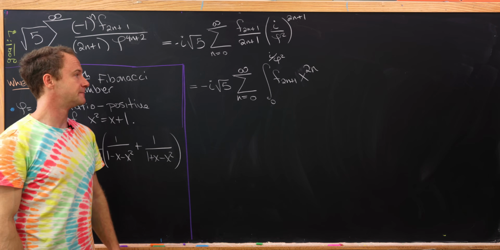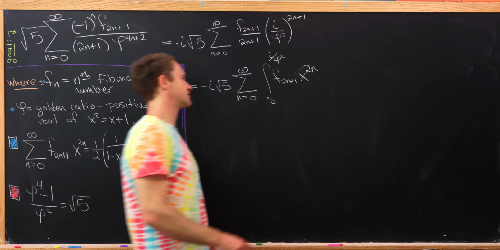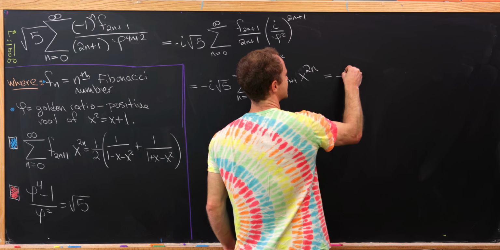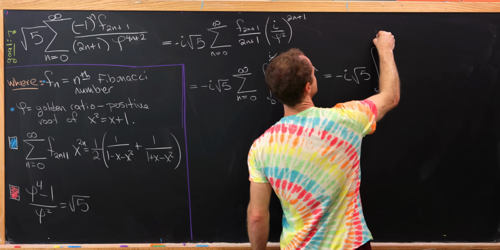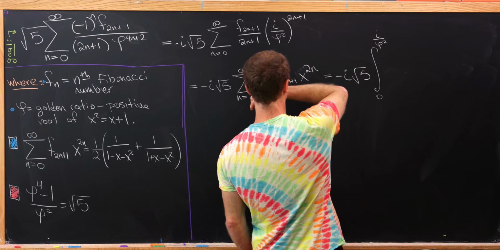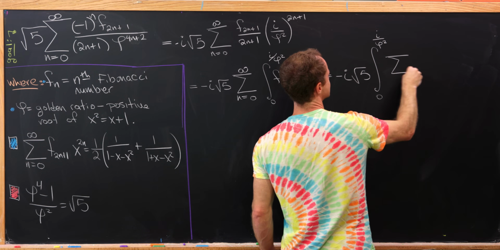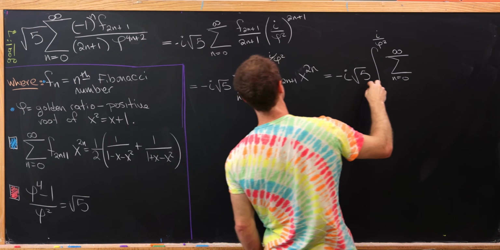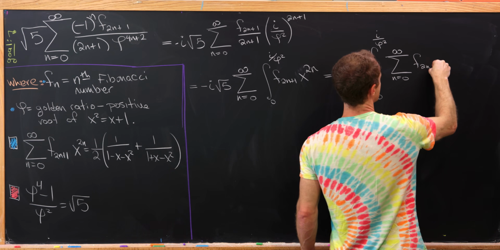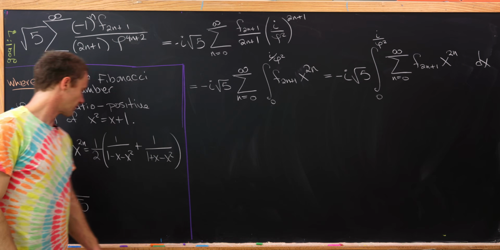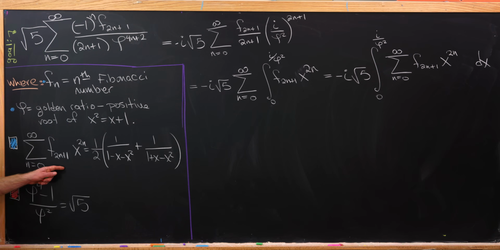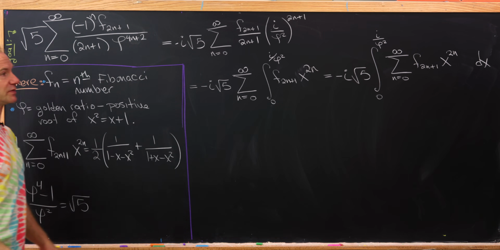So everything looks good. But now I'm going to exchange the order of summation and integration. That's allowed here. That'll give me minus i times the square root of 5. Then we'll have the integral from 0 up to i over phi squared of, now we've got our sum as n goes from 0 up to infinity of f 2n plus 1 times x to the 2n dx. Okay, great. But that integrand right there is exactly what we just spent a bunch of time getting a closed form of in terms of this generating function. So let's make that replacement.